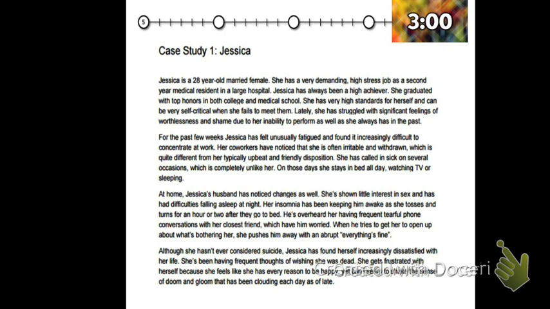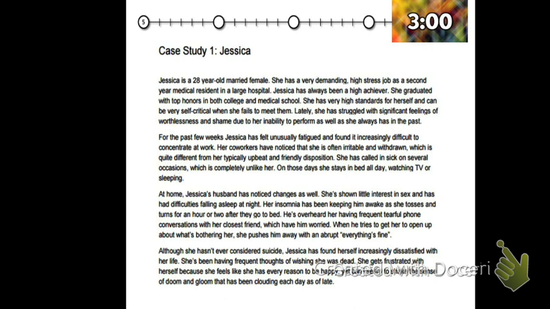Lately, she has struggled with significant feelings of worthlessness and shame due to her inability to perform as well as she always has in the past. For the past few weeks, Jessica has felt unusually fatigued and found it increasingly difficult to concentrate at work. Her coworkers have noticed that she is often irritable and withdrawn, which is quite different from her typically upbeat and friendly disposition. She has called in sick on several occasions, which is completely unlike her. On those days, she stays in bed all day, watching TV or sleeping.